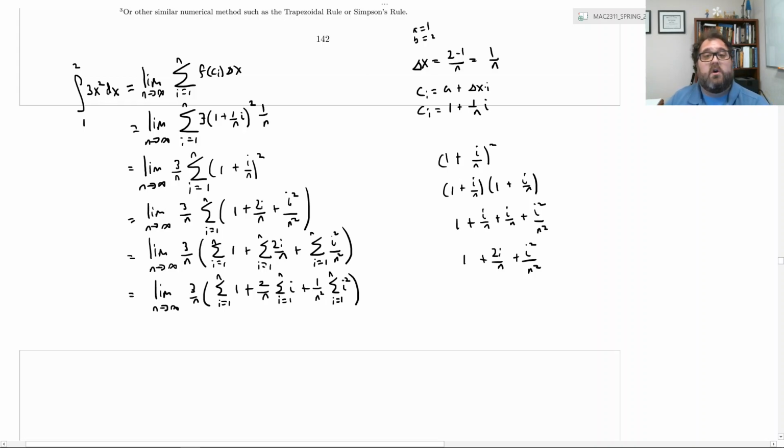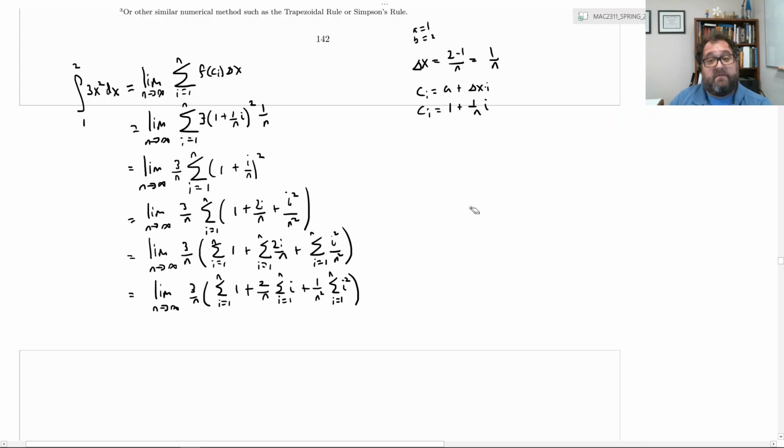Now, at this point, we have that familiar situation where I can resolve the summations using those identities that you should have memorized. I'll give you a little refresher. The sum from i equals 1 to n of c is just c times n, a constant. The sum from i equals 1 to n of i is n times n plus 1 over 2.